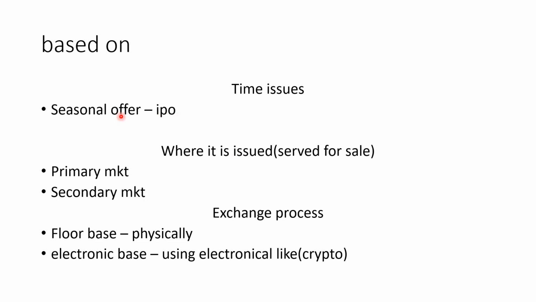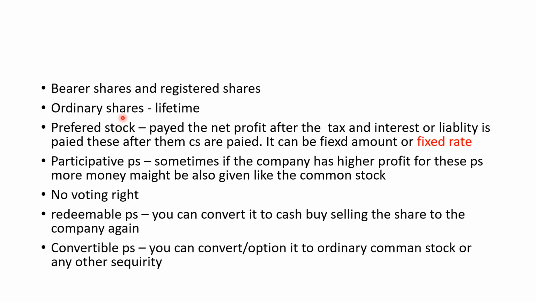Based on where the shares are issued, they can be classified as primary market equity instruments or secondary market equity instruments. There is also something called bearer stocks and registered stocks. Registered stocks means an equity where the name of the holder is written on the share. However, bearer shares don't have the name of the holder and are easily marketable.